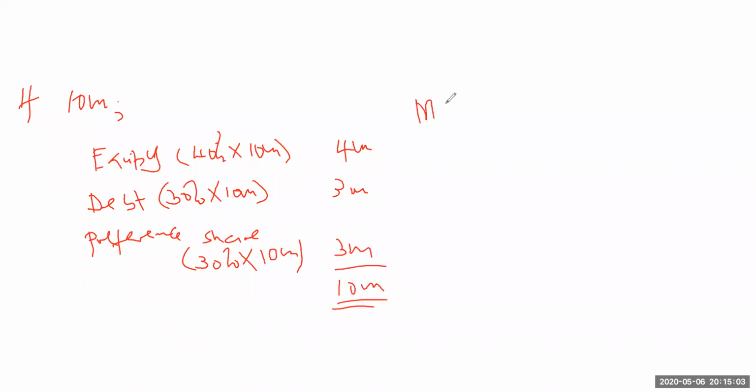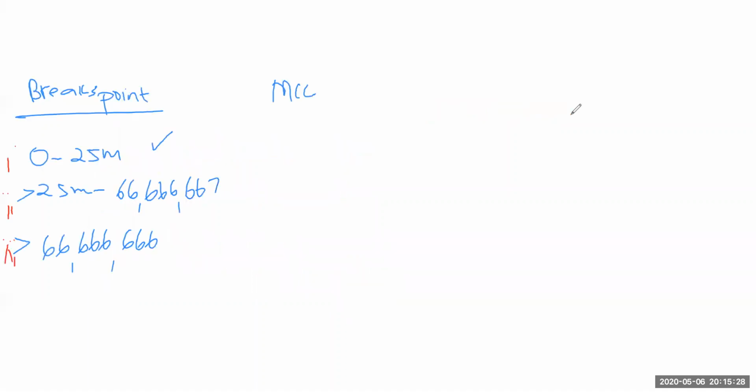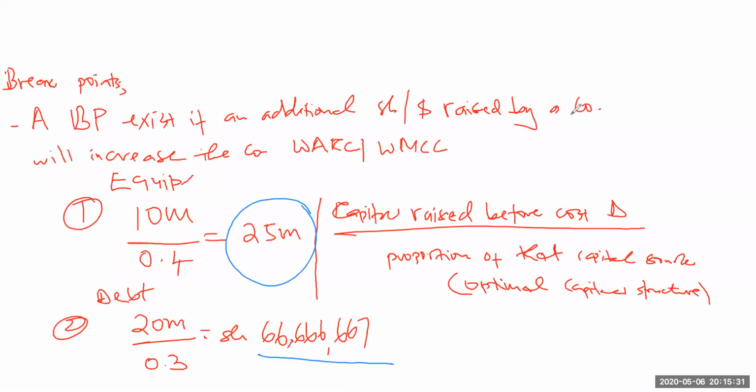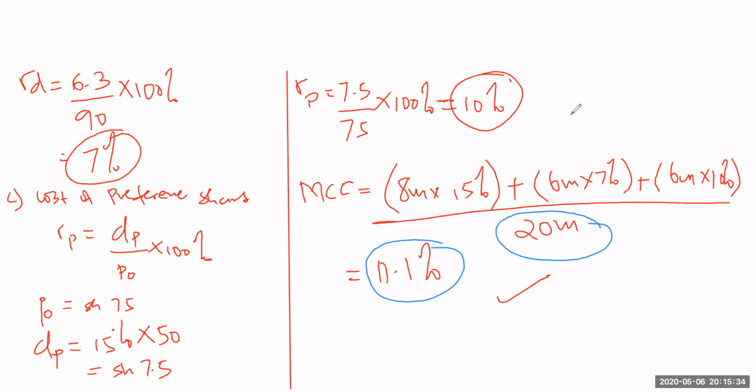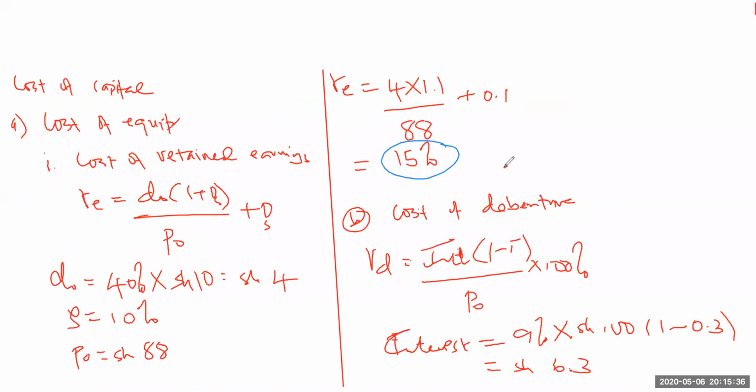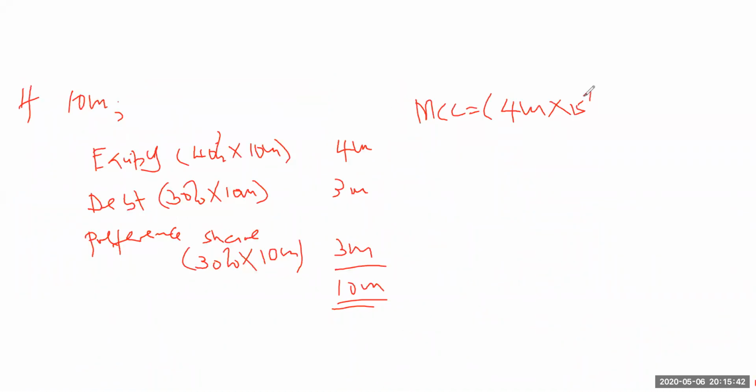Now the marginal cost of capital in that case: the amount we have from equity is 4 million. Don't forget, as per the fourth bullet point, we have 10 million from retained earnings, so we don't need to issue any shares. Which means the cost remains as the cost of retained earnings. And the cost of retained earnings was 15%.